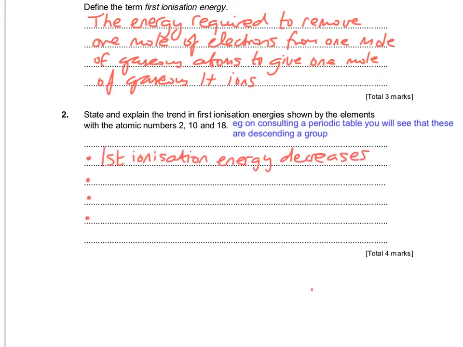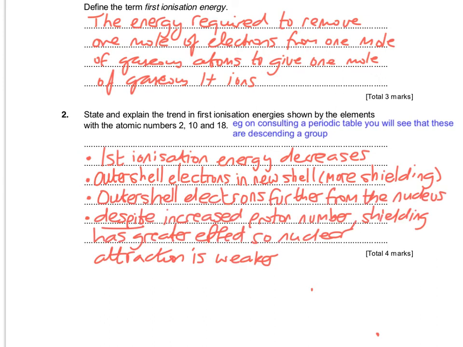So the first thing to say is the first ionisation energy decreases. The outer shell electrons are in a new shell. There's more shielding, so each time you go down a group, you add a shell. So the outer shell electrons are further from the nucleus, and despite increased proton number, the shielding has a greater effect, so the nuclear attraction is weaker. And the final thing is to pull these 4 points together and give them a context. And that context would be descending a group.